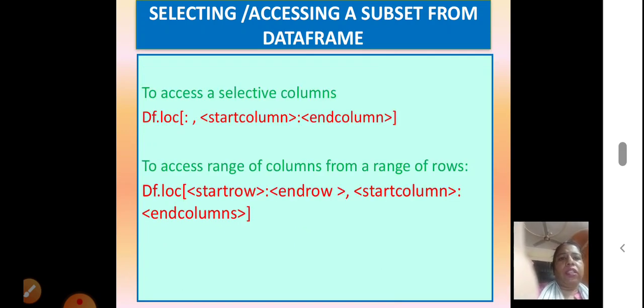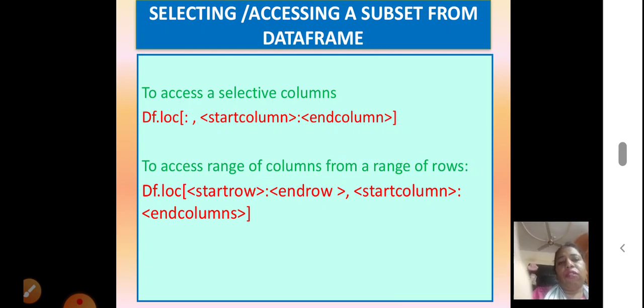Next is to access selective columns. If you want to display not all the columns, but like the name column and physics column, and these are in continuation, you can write df.loc, colon, where the first colon means all the rows, and then start column colon end column, meaning from where you want to start and from where you want to end. Clear?